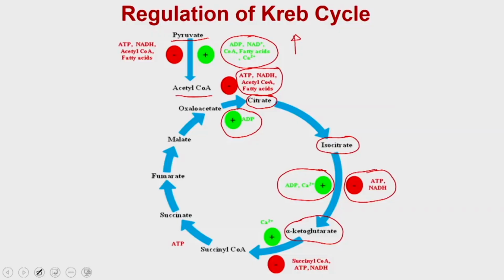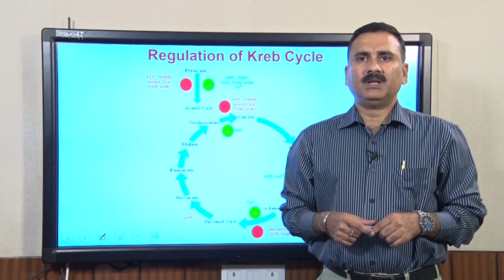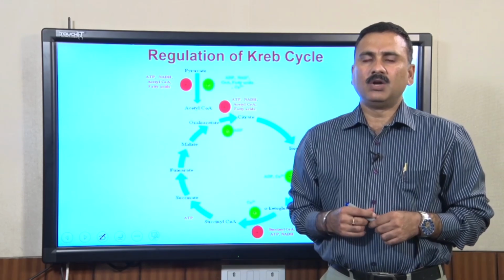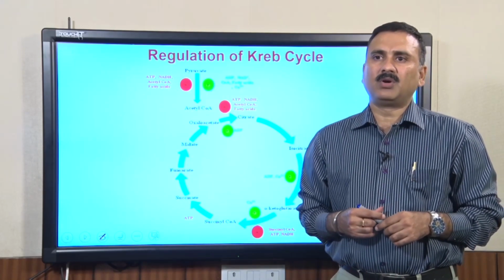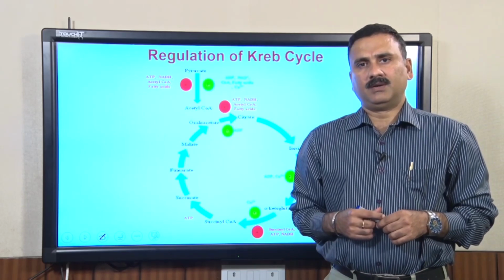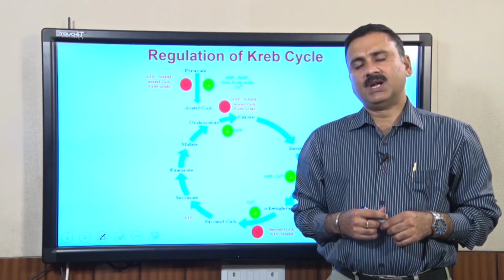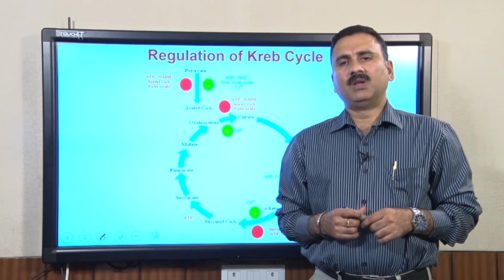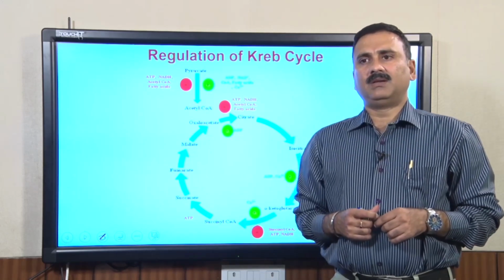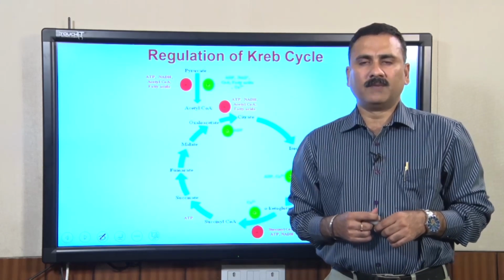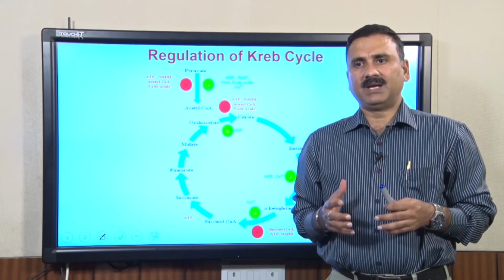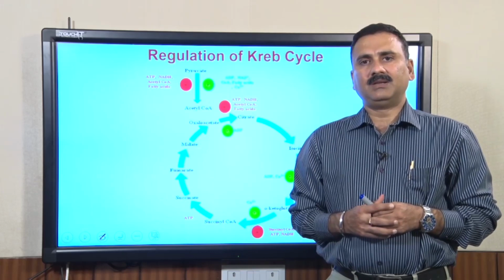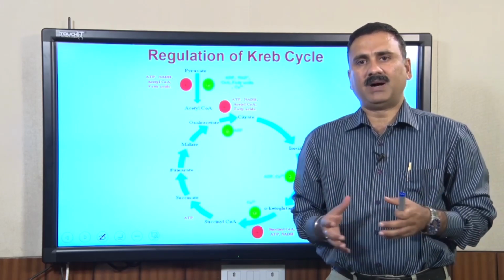So, let us continue our discussion about the Krebs cycle. What we were discussing is that the Krebs cycle is under tight control, where the various substrates as well as the products are causing feedback inhibition. And the question comes, why is the Krebs cycle so tightly controlled? The reason behind the tight control of the Krebs cycle is that it is the central metabolic pathway.